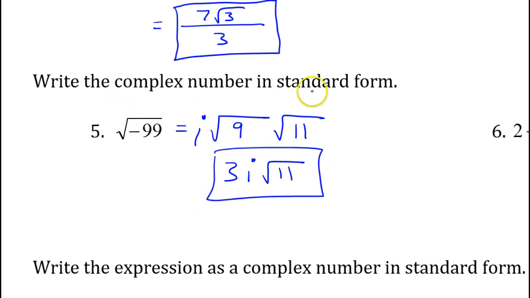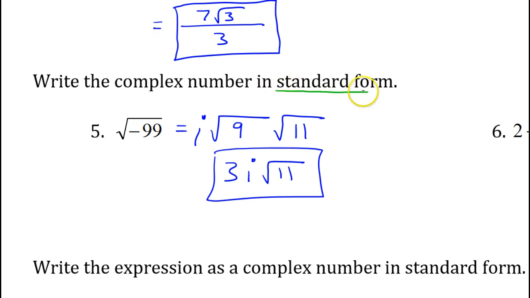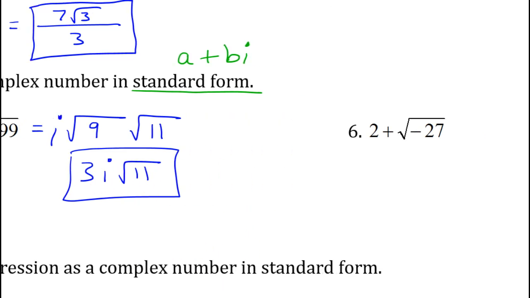Okay, when they talk about a complex number in standard form, they are talking about this. All right, standard form of a complex number is a plus bi. But this expression only has an imaginary part. There's only a term that has an i in it. There's no other term, so we just leave it like that.